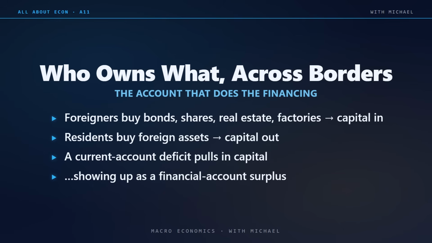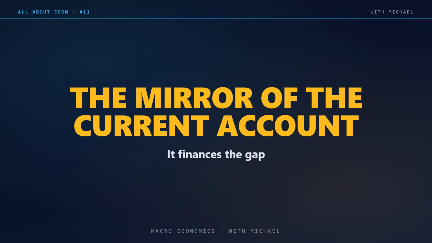This is the account that does the financing. A country running a current account deficit, spending more than it earns, must be pulling in capital from abroad to cover the gap, selling assets or borrowing, which shows up as a surplus on the financial account.